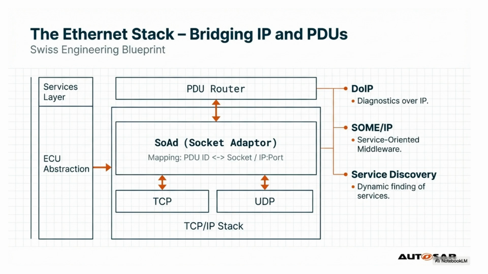This layer enables advanced features like diagnostics over IP (DoIP) and SOME/IP, a service-oriented middleware that allows ECUs to call methods on other units dynamically. Unlike the signal-oriented nature of CAN, the Ethernet stack supports service discovery (SD), allowing ECUs to find services on the network at runtime. This architecture provides the flexibility required for software-defined vehicles, allowing for high-volume, secure data transfer while maintaining seamless integration with the legacy PDU-based parts of the Comstack.